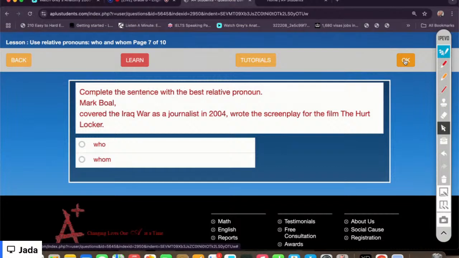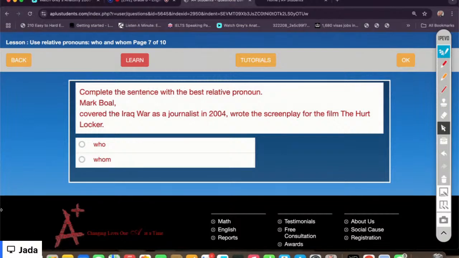Mark Boal, who covered the Iraq War as a journalist in 2004, wrote the screenplay for the film The Hurt Locker. So, what do you think? Whom or who? So, we can say who.